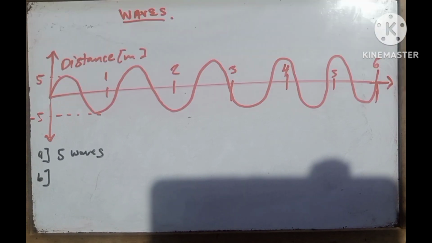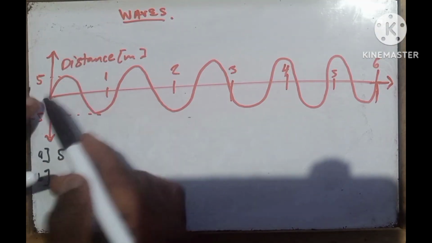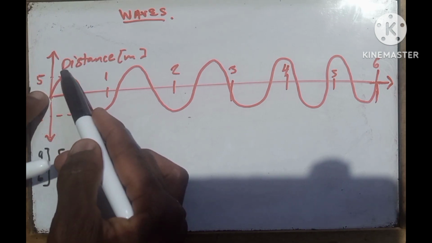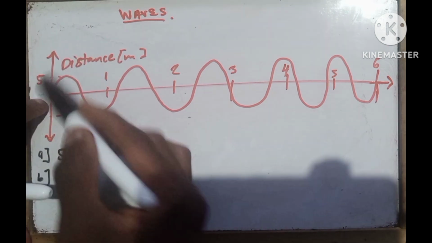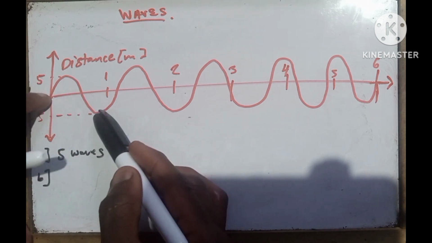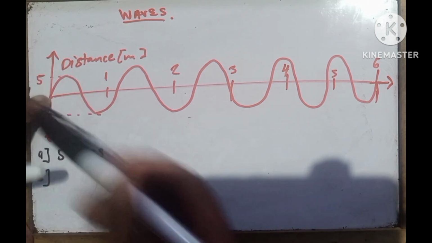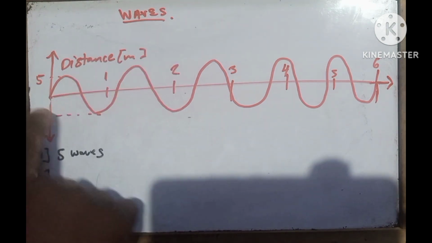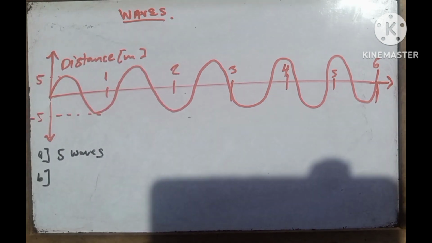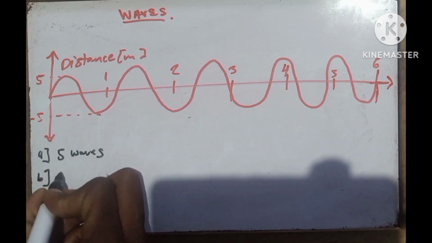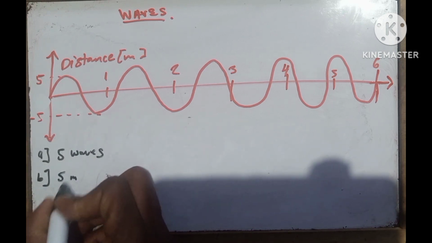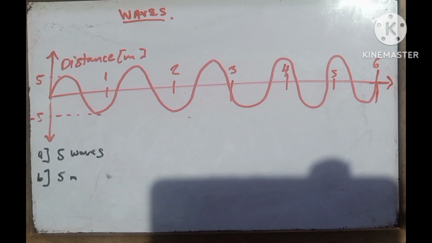So the amplitude is the distance from the origin to the crest here. So this is the distance from the origin to the trough here. So this distance is what we call the amplitude. Looking at this from here to here, or from here to here, we have about what? We have 5. So therefore the amplitude is 5 meters. So this is our amplitude.